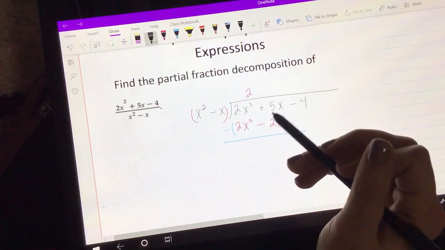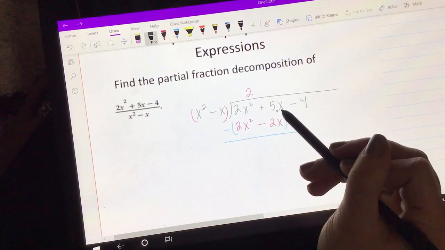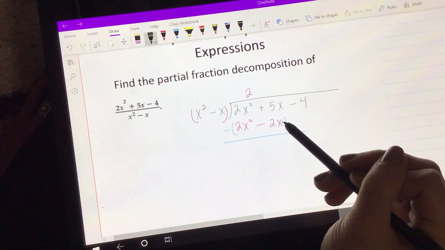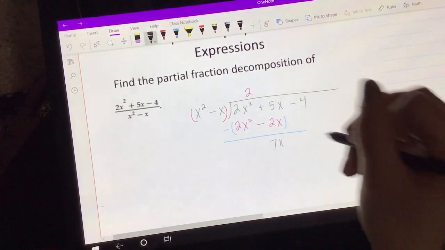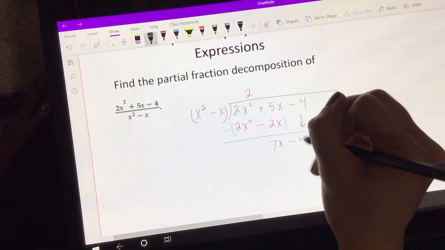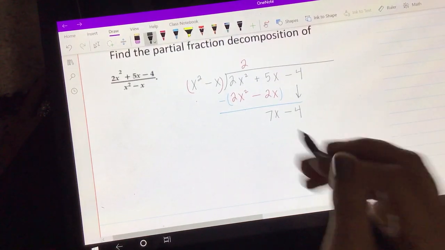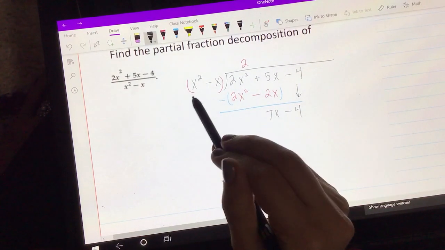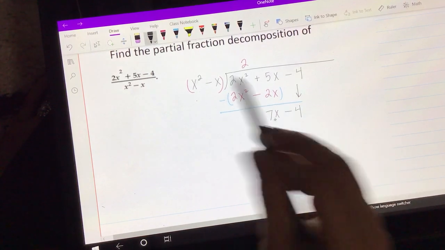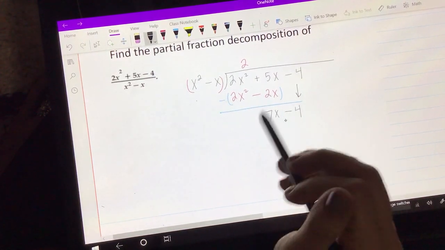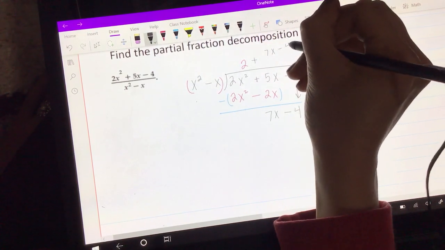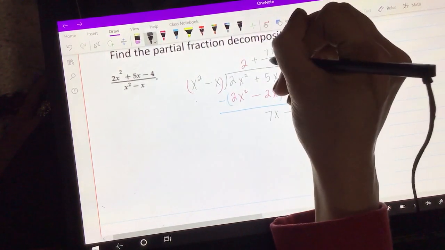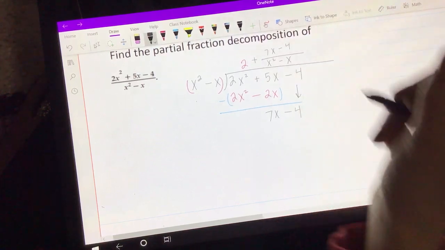That cancels out. However, this is where some people mess up. We have 5x minus negative 2x. That gives us 7x. Next, bring down your negative 4 and continue to the next step. 7x divided by x squared. 7x does not divide by x squared, so this is our remainder. So we have 7x minus 4 over the divisor, x squared minus x.